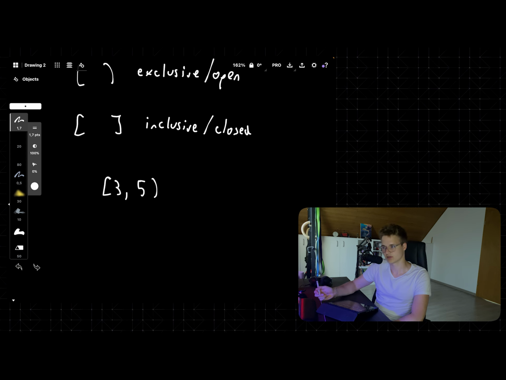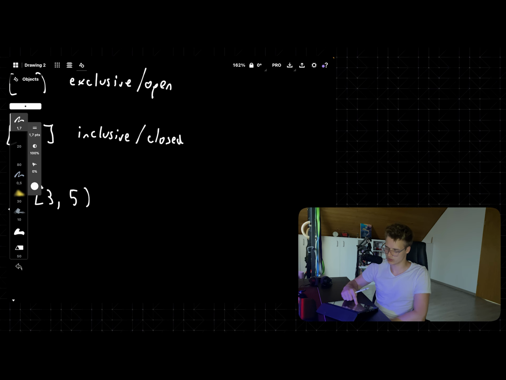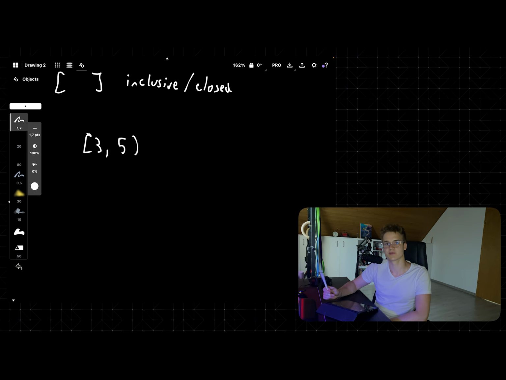So that's intervals. This is a half open interval because one side has a bracket and the other one has a parenthesis. If both sides have parentheses, they're open, you have an open interval, and if both are closed, you have a closed interval.